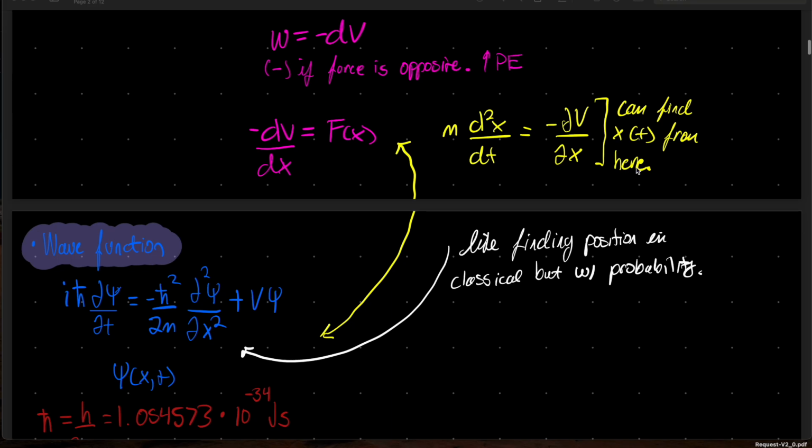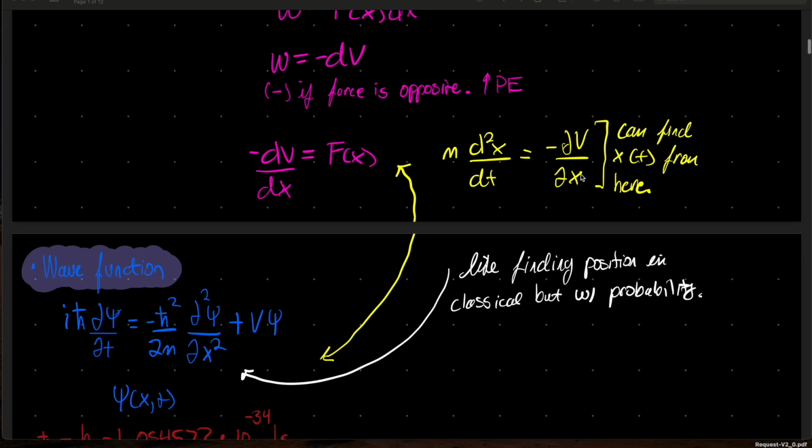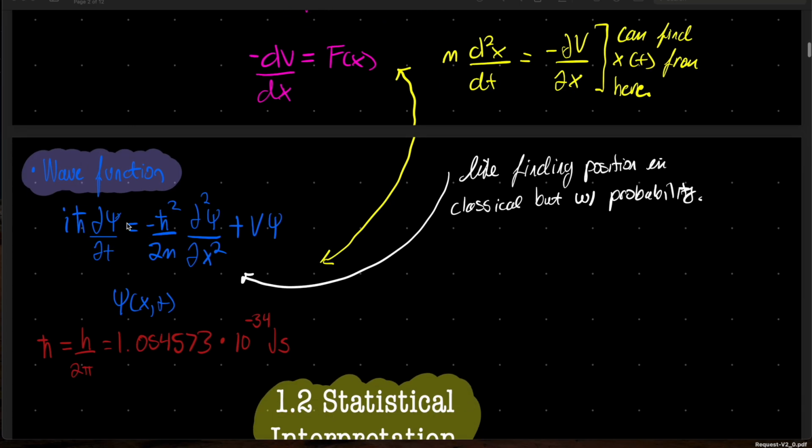And then essentially what the textbook was trying to say here was that we can find x of t from here. Reason being that it's like a second order differential equation, I think. Okay, now we get to the cool stuff, which is the wave function, which is in blue here.